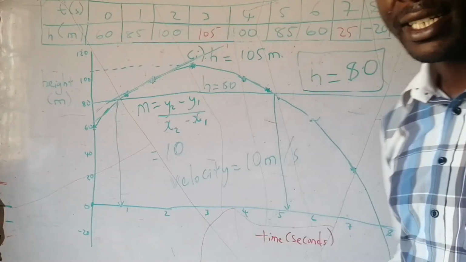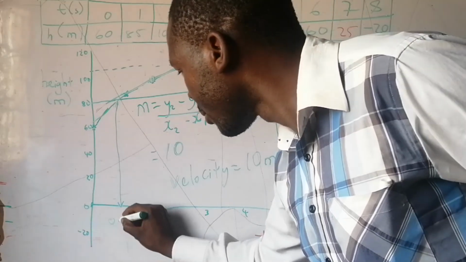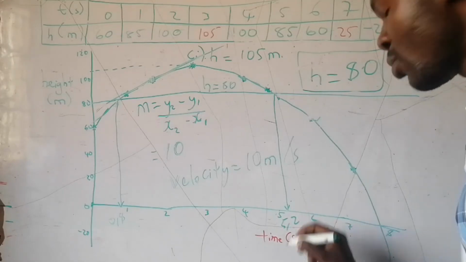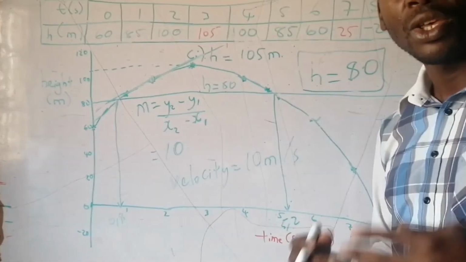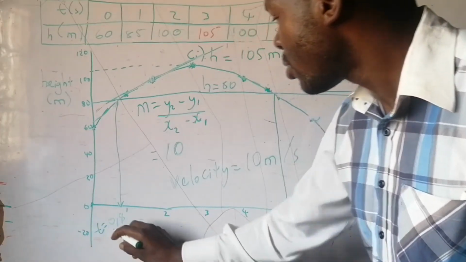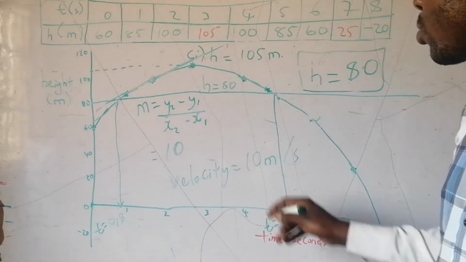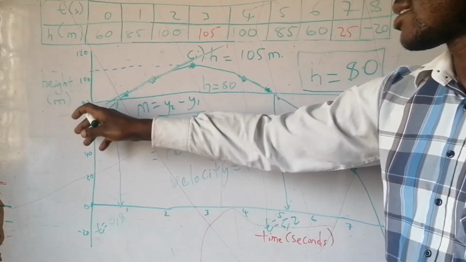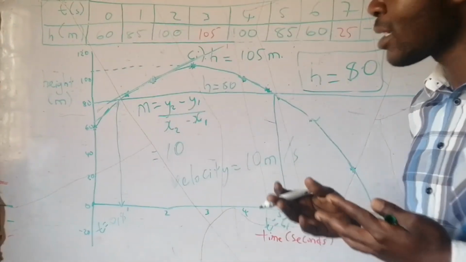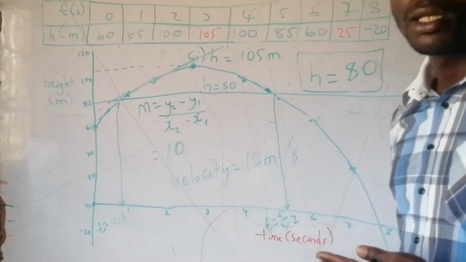So we can see that according to your graph, your answer must be 0.8 seconds, then here 5.2. Try to do it using your graph. You see that t is equal to 0.8 or t is equal to 5.2 when the stone is at the height of 80 meters. This is how you attempt questions based on this function.